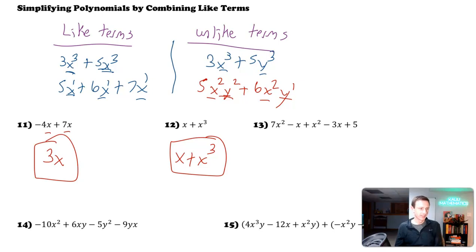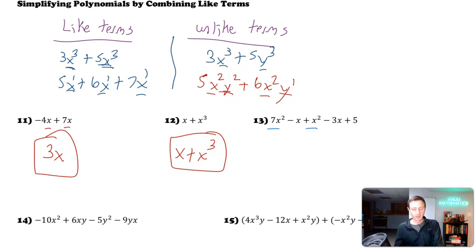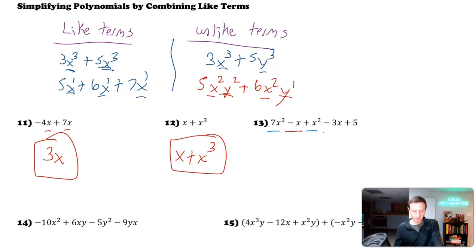Now in 13, 7x squared minus x plus x squared minus 3x plus 5. We have multiple terms, and we do have multiple pairs of like terms. I have 7x squared plus 1x squared. Those are like terms because they're the same variable with the same exponent. Then I also have negative x minus 3x. Those are like terms because it's x to the first and x to the first. Same exact variable, same exact exponent. And then I do have this plus 5 kind of tacked on the end there. That doesn't mean it's just going to disappear. I just have to make sure I tack it on because it doesn't have any like terms with it.